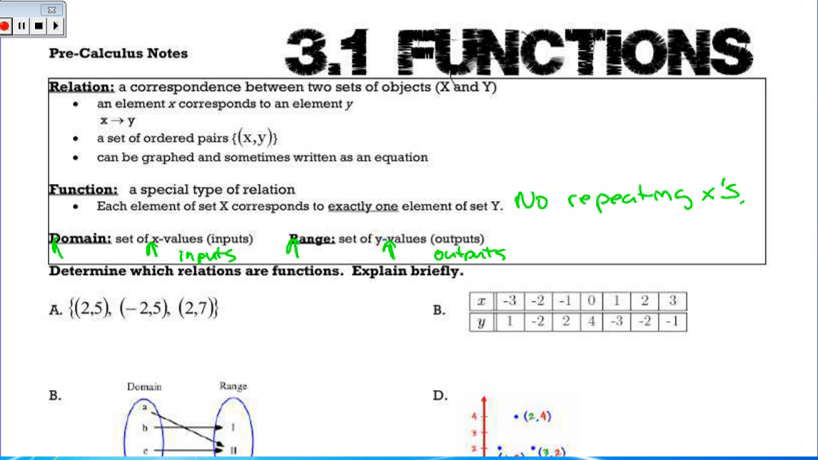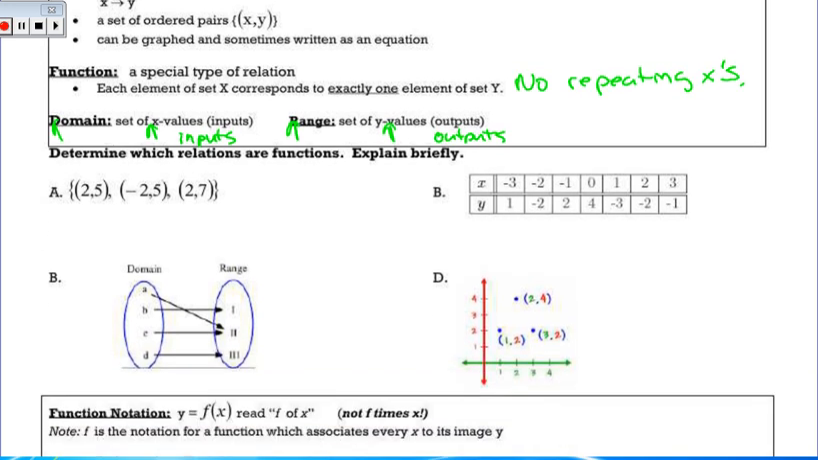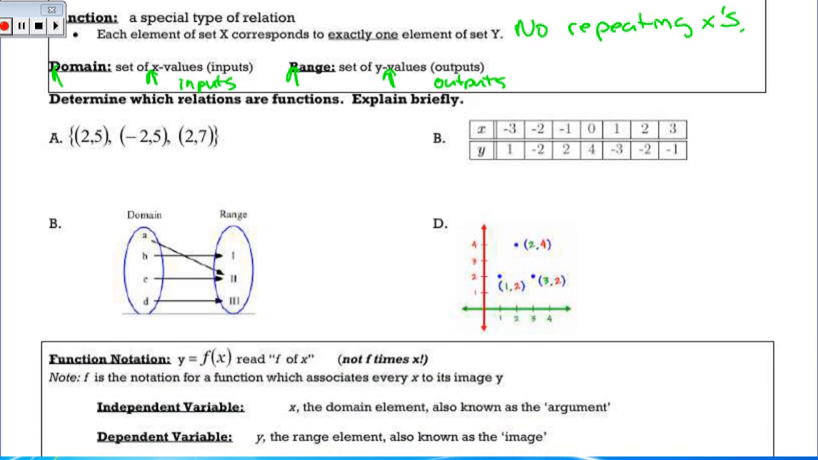Let's look at a couple of relations and determine whether they are functions or not. So I'm looking at this relation here. The first thing I notice is that 2 is paired with 5, 2 is paired with 7. We have those repeating x values, so the answer to this is no, it is not a function. 2 maps to more than one y value.